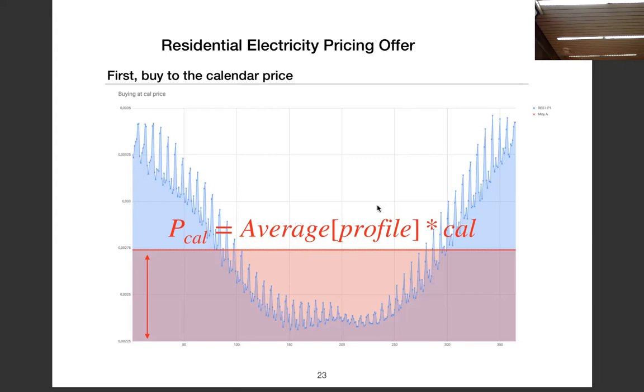So one way is to say, okay, I take the average of that profile, so it is a constant. I take an average over the year, and I buy that amount of energy at the calendar price. So I buy this quantity of energy that is fixed during the year at the price of the calendar on the energy market. Okay. So it means that during the summer, I will have too much energy, and during the winter, I will not have enough energy.